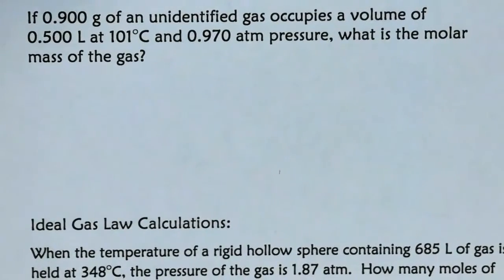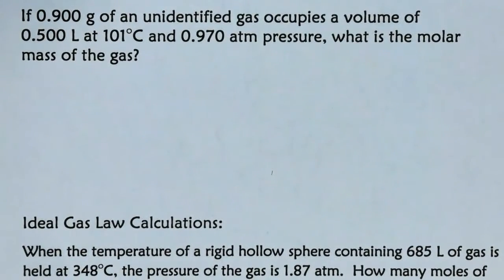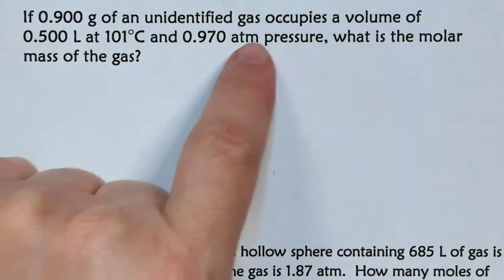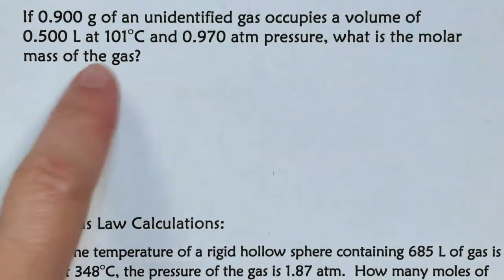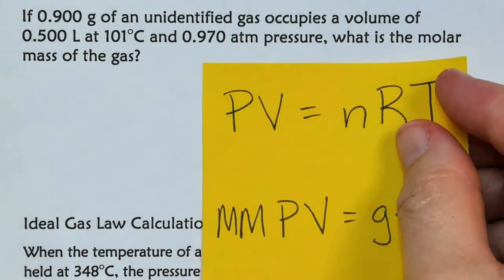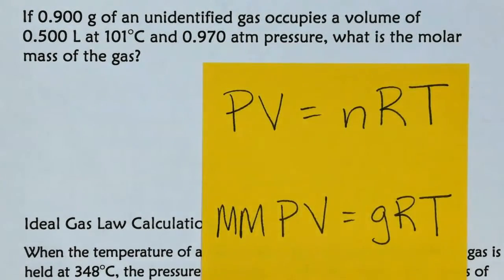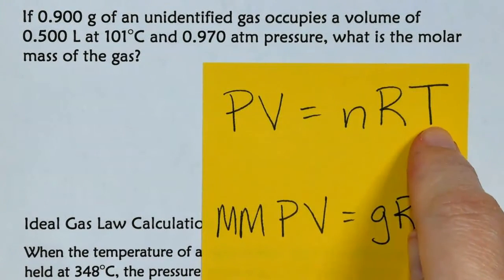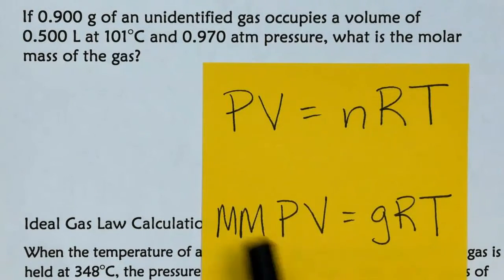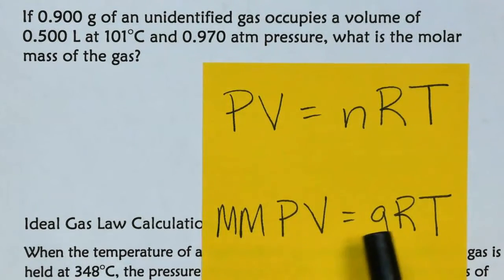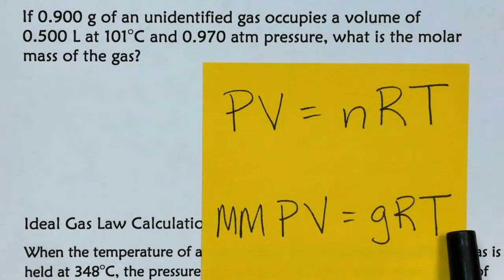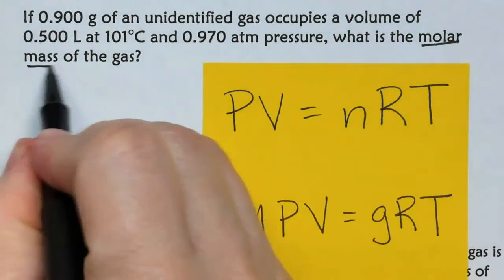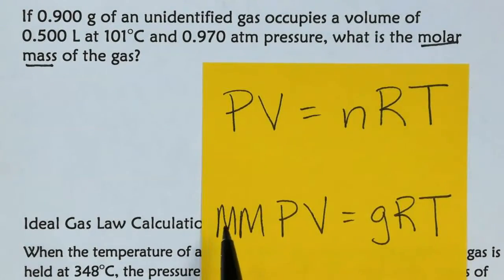If 9.00 grams of an identified gas occupies a volume of 0.500 liters at 101 degrees Celsius and 0.970 atmospheres of pressure, what is the molar mass of the gas? These are our 2 possible equations. This is pressure times volume equals moles times R times temperature. This one is molar mass times pressure times volume equals grams times R times temperature. So since they gave us grams and they want molar mass, I want to use this second equation right here.